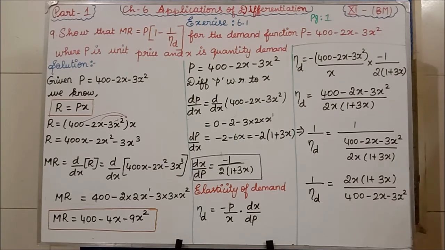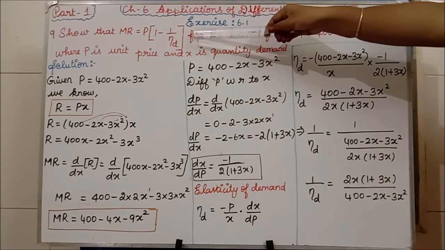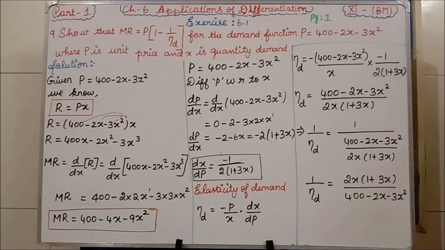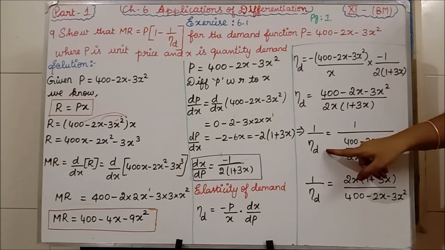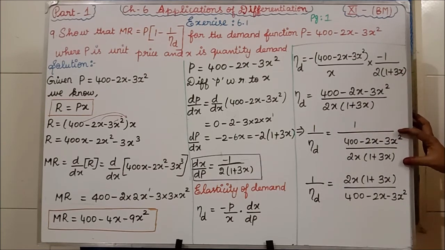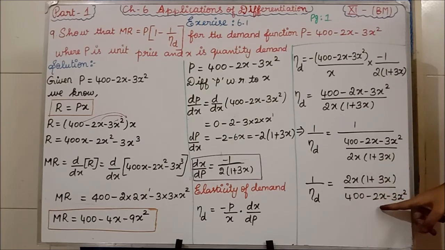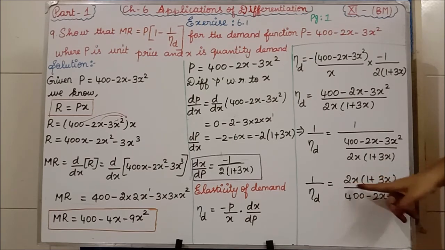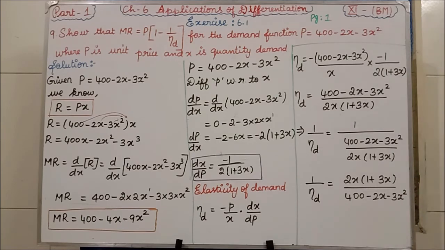Now in this only we have to prove, isn't it? We are having 1 divided by eta d, so I am writing 1 divided by eta d value. Since eta d is in the denominator, I write it in the denominator. For division, if you have another fraction, it becomes the reciprocal. So this goes to the numerator and this is the denominator: 2x into (1 + 3x) divided by (400 - 2x - 3x²). This is the 1 divided by eta d value. Clear all of you? Up to this all of you are clear.